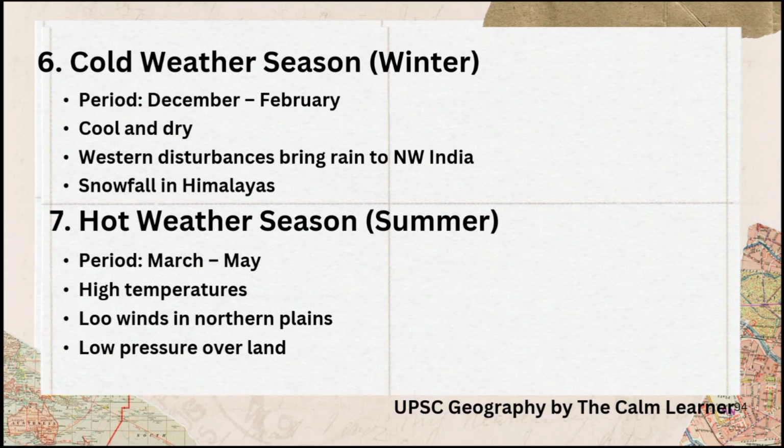Now, there is the hot weather season or the summer, which lasts from March to May. During this period, temperature rises sharply, especially in the northern plains. Hot and dry winds called loo blow in many parts of northern India. This season creates low pressure over land, which later helps in the arrival of the monsoon.